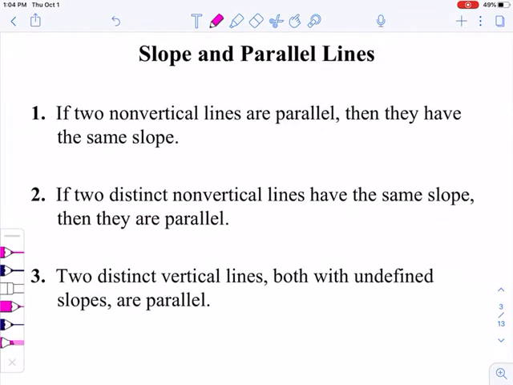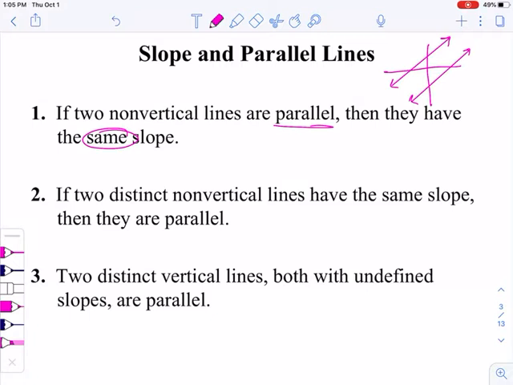So in general, slope and parallel lines. It says if two non-vertical lines are parallel, then they have the same slope. If you remember, slope talks about a rise over run. So if I had a line with a slope of 1, a line that would be parallel to it would also have the exact same slope, where it would rise and run at the same rate. They have the same slope for parallel.